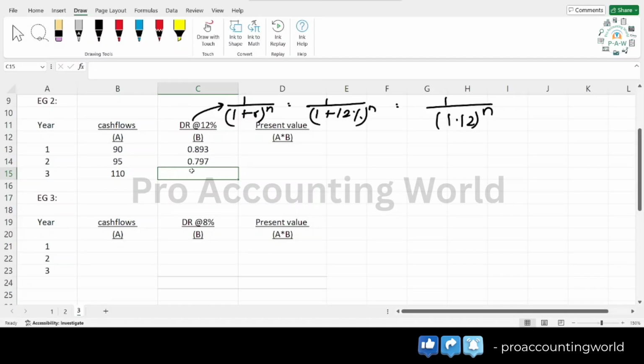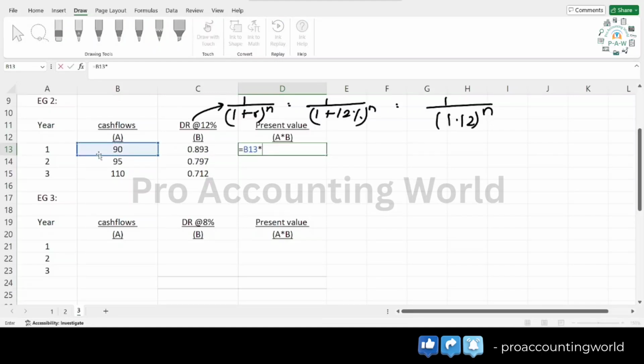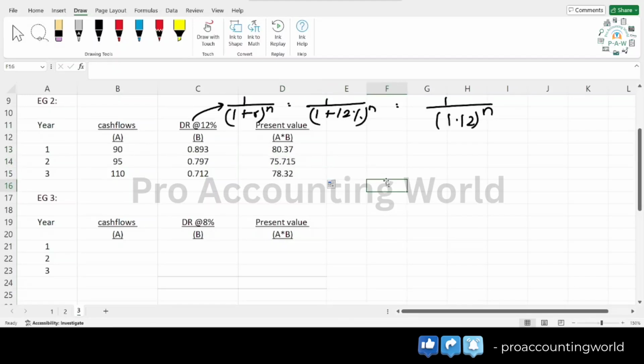Third year's discounting rate is 0.7117. As your fourth decimal is more than 5, we will round off the third decimal to the higher side. So it becomes 0.712. Now you have future cash flows. You have the discount rate. So how do I get the present value? Cash flows multiply with the discount rate. You get present value.